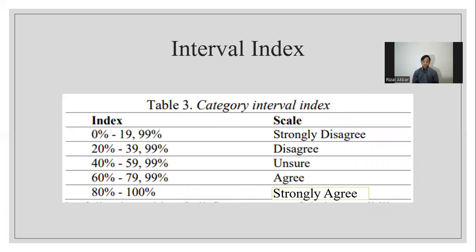Interval index. Table 3 is the category interval index. Index 0% to 19.99%: the scale is strongly disagree. 20% to 39.99% means disagree. 40% to 59.99% is unsure. And 60% to 79.99% is agree. And 80% to 100% is strongly agree.